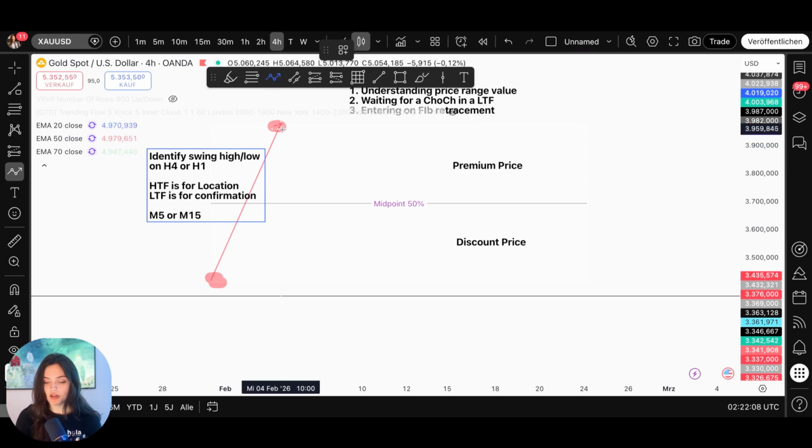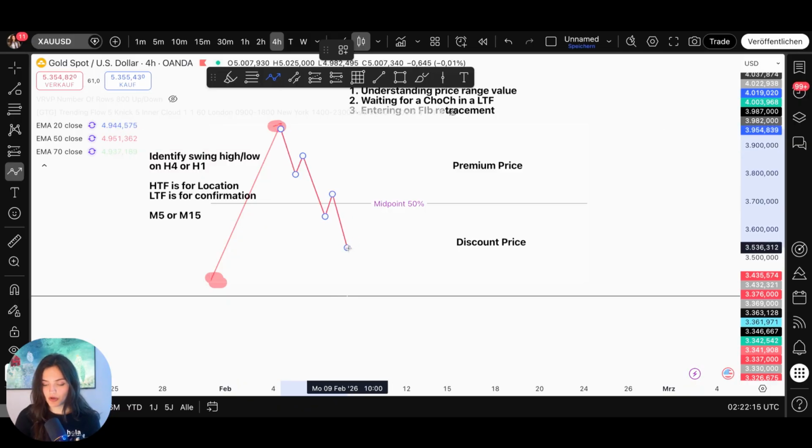So let's just imagine we have a trend going into the discount price, and now we're located in the discount price zone. As we can see here, markets move in sequence. So this one would be a bearish trend. The price is going down. So we have lower highs, lower lows, lower highs, lower lows, lower highs, lower lows. This is our structure. In a bullish phase, it would look completely the opposite.